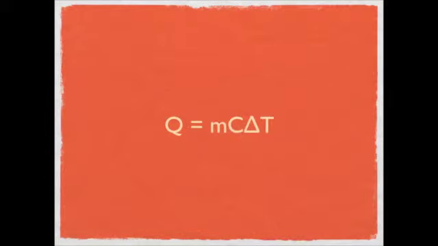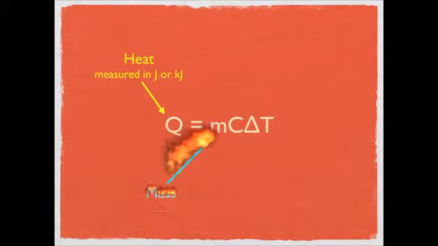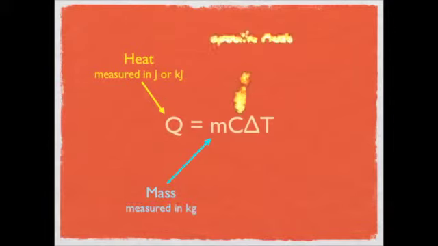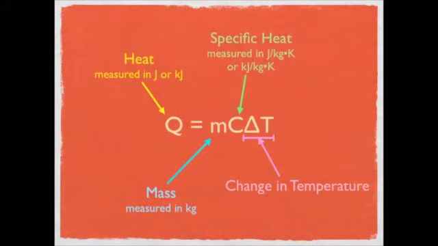Glue the table of specific heats in your notes at this point. Q is the variable for heat, which is measured in joules or kilojoules. M is for mass, measured in kilograms. C is for specific heat, measured in joules per kilogram Kelvin. And delta T stands for change in temperature. This is always in Kelvin.